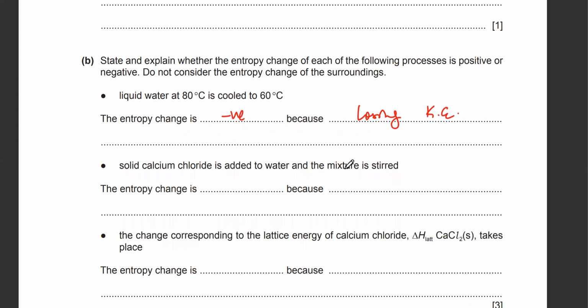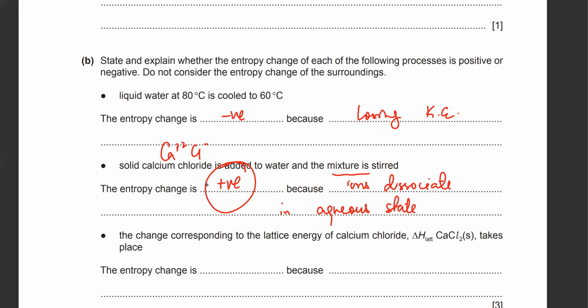As calcium chloride is added to water and the mixture is stirred, what's going to happen? Does disorder increase? It's going to be positive. There's going to be a large increase in disorder because previously the ions were held together in a lattice. They were very orderly. And then when you mix them in water, the ions dissociate in aqueous state. So they become very disorderly. Is that clear? So all the ions get scattered and they dissociate.